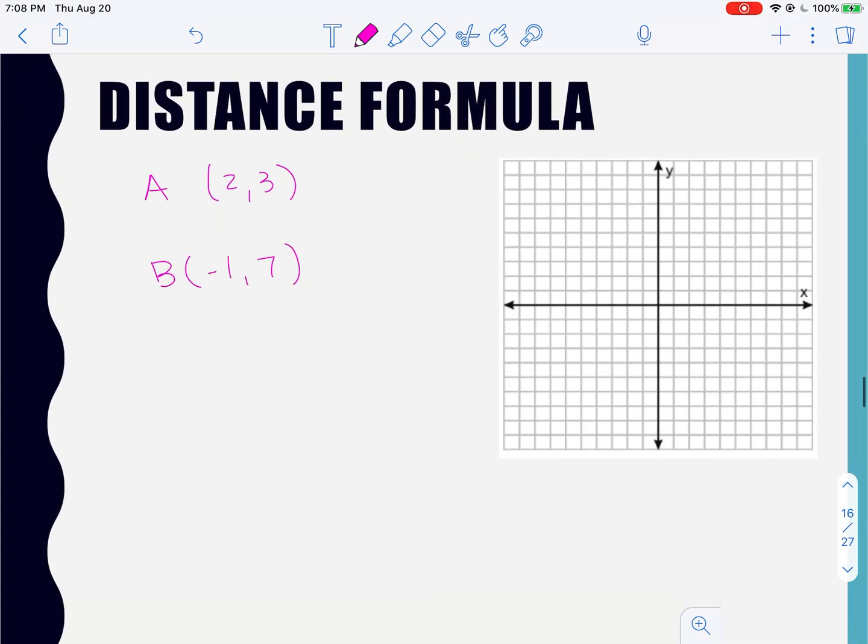So the distance formula. Some of you might have the distance formula memorized. If not, it's okay. You can derive the distance formula from the Pythagorean theorem. If I were to plot these points, (2, 3) is point A, and then (-1, 7) is point B. I want to find the distance between them, so I can draw a straight line right there.